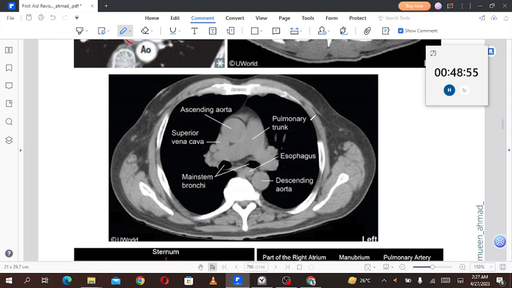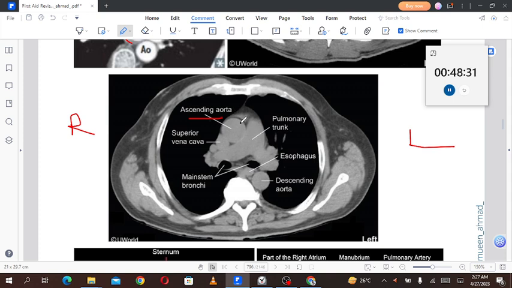Then here we have the CT section at a different level. So here you can see initially the pulmonary trunk. This is the right side and this is the left side. So the aorta moves anteriorly. This is the ascending aorta. Then it starts moving posteriorly all the way to behind the esophagus. Pulmonary trunk normally resides anterior to the aorta. So this is the pulmonary trunk.